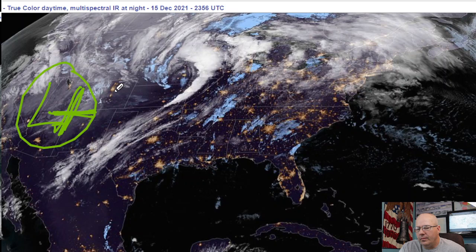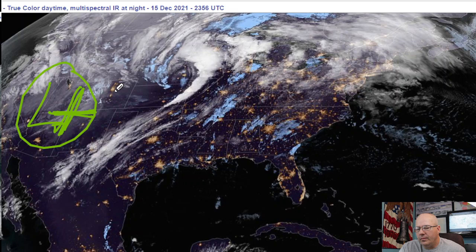We have a pretty significant trough with thermal advection support as our upper level support. We do have the jet support. We do have the low on the surface. We do have that jet support to help with that upper level divergence. So, all right, let's go back.